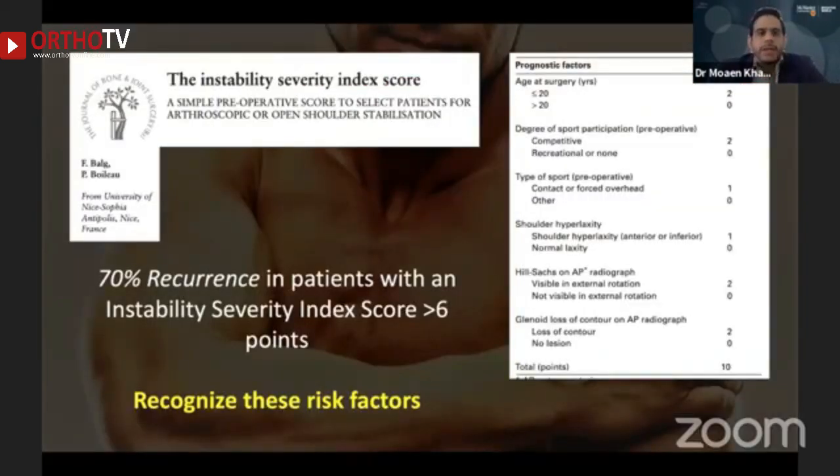And this is just a review here of the actual instability severity index score. I use this more as a tool to really identify those risk factors. So again, those patients that have more than 6 points have a very high failure rate with Bankart repair. So their age, their type of sport participation, the type of sport, if they have laxity, and if you can see a glenoid or a Hill-Sachs lesion. So really, when you're assessing these patients, look for these factors, try to recognize them, and that will really help you in guiding your management.